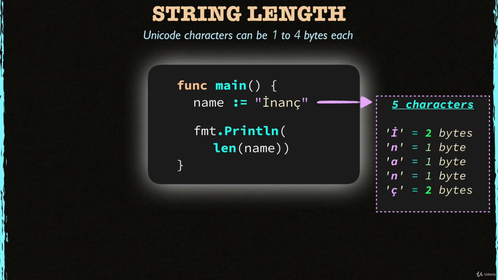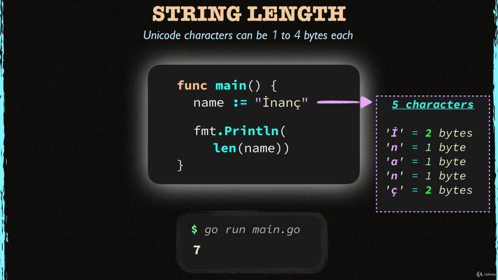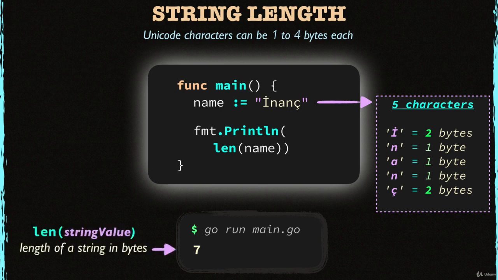Can you guess how many bytes there are in my name? Pause the video now and think about it. Okay, I'm running it now. As you can see, my name takes 7 bytes in total. So it's clear that the len function just returns the bytes, it doesn't return the actual number of characters. So you cannot trust it for calculating the length of a string value, right?